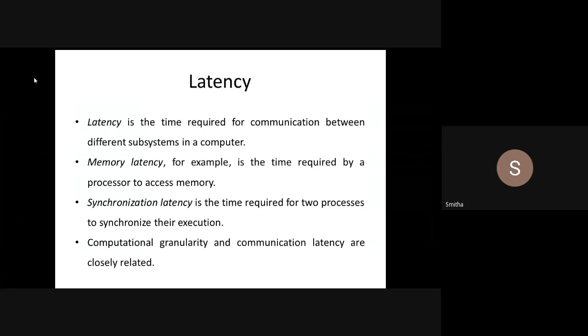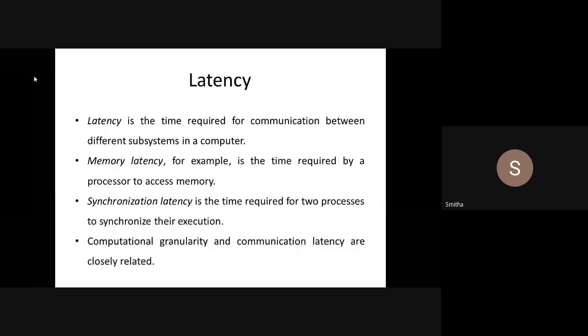Now, I can have memory latency and synchronization latency. Memory latency is the time required by a processor to access memory. In between the execution of instructions, the processor needs to fetch data from memory, and it spends some amount of time doing so. We call that memory latency, because it wants to communicate with the memory device.